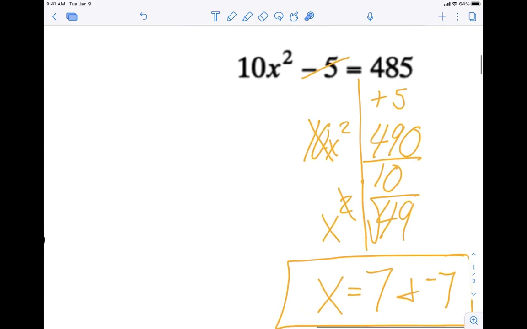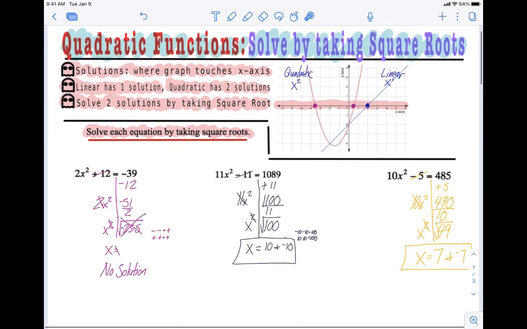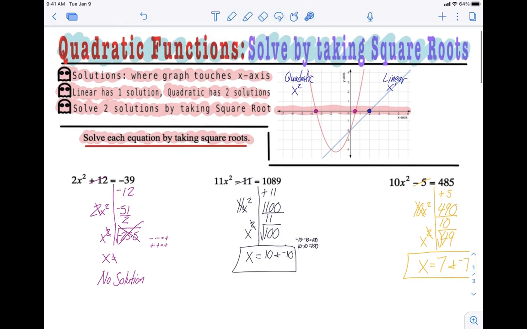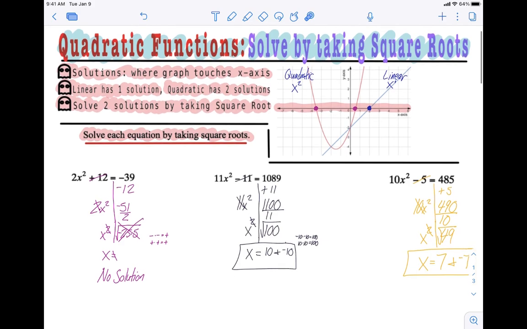And that right there, kiddos, is our lesson. That's how we solve by taking square roots, right? So make sure that you have written everything down. And in order for you to have understood it, rewind if you have to in order for you to understand, and take notes very precisely. All right?